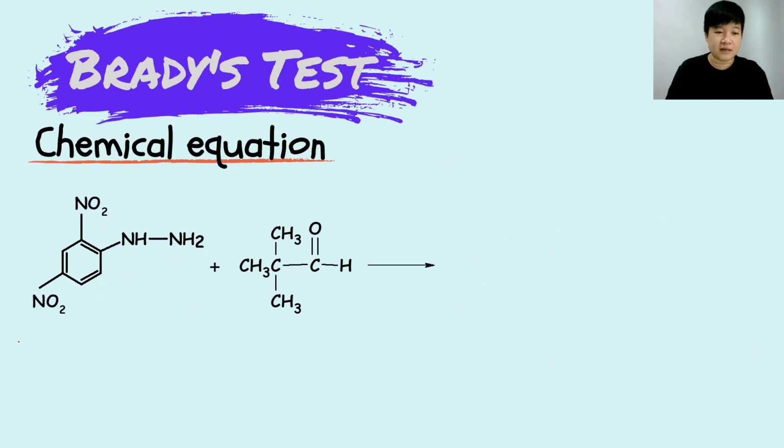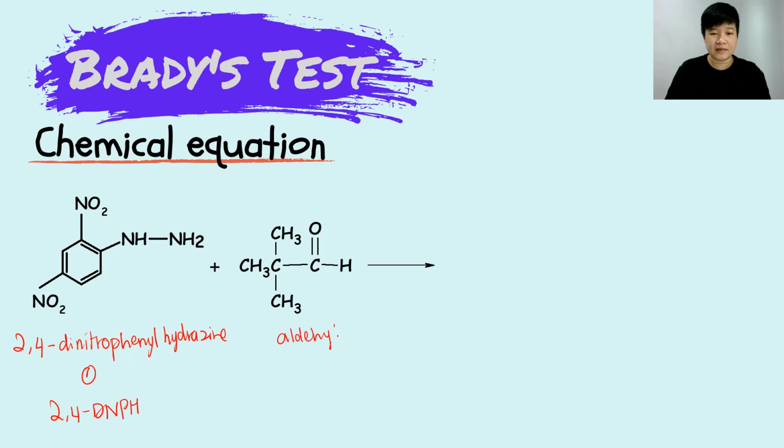Let's look at another example. So again, that is my 2,4-dinitrophenylhydrazine, which is also called 2,4-DNPH. And this is my aldehyde, due to the presence of the C double bond O and H over here. But the only group that we care about is not whether it's an aldehyde or not. We only care about the NH2.